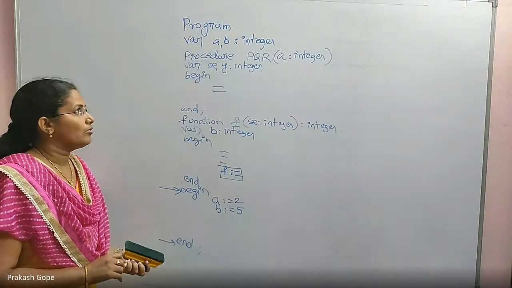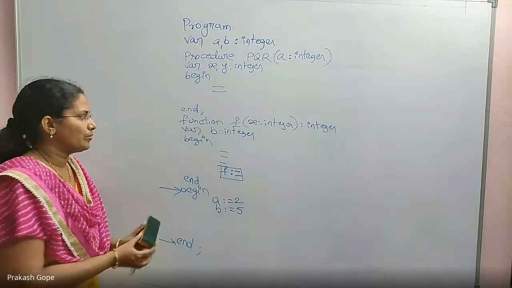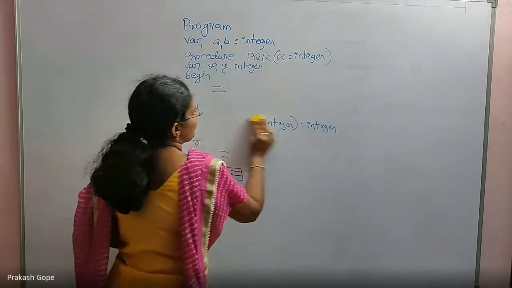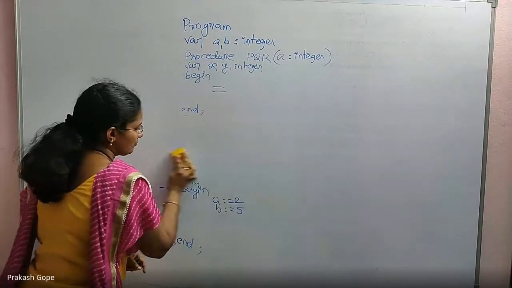Okay. Now, what is static scope? Let me write a procedure here also instead of function.